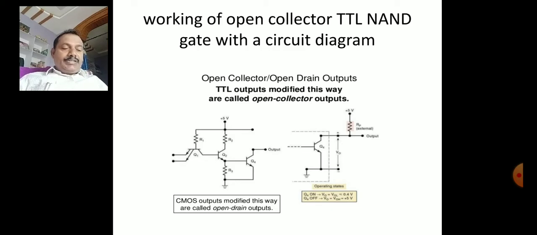But this circuit needs an external resistor, known as a pull-up resistor, between the output and the power supply for proper operation. This resistor, which is called the pull-up resistor, is connected externally to the IC package.